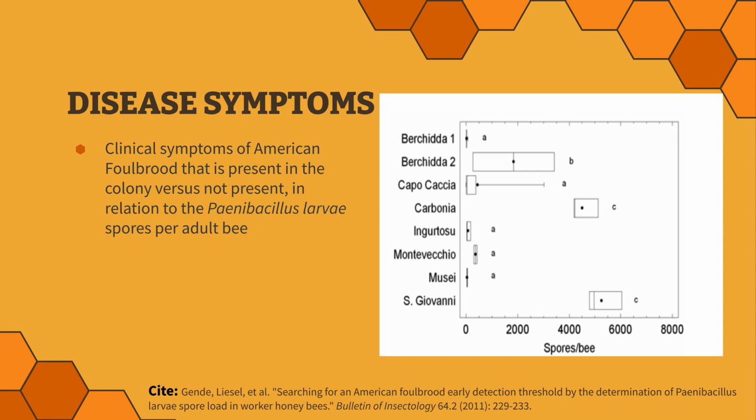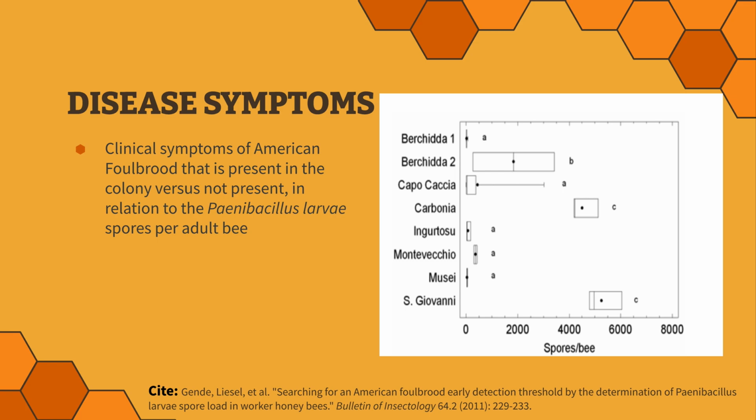Honeybee samples were taken from 44 colonies belonging to 8 different apiaries in different geographical locations from one another. Colonies were sampled if AFB symptoms were present or if the hive seemed healthy. In an apiary where all the sampled colonies showed the clinical disease symptoms, the average number of spores per bee was significantly higher. There was approximately 5,200 spores per bee for San Giovanni and about 4,500 for Carbonia.